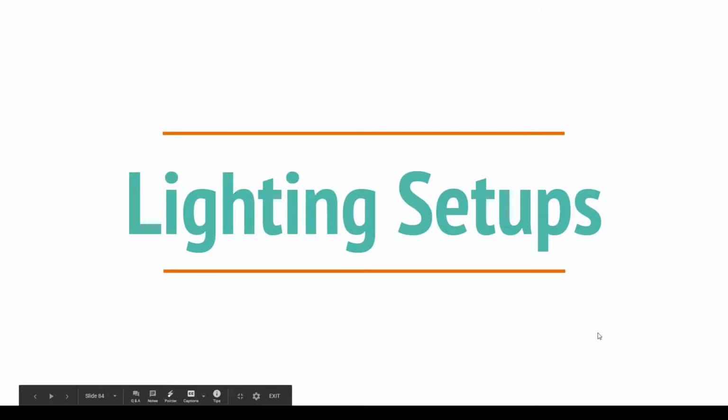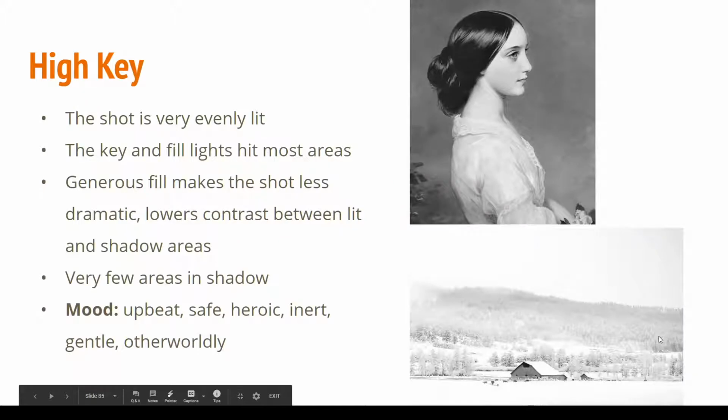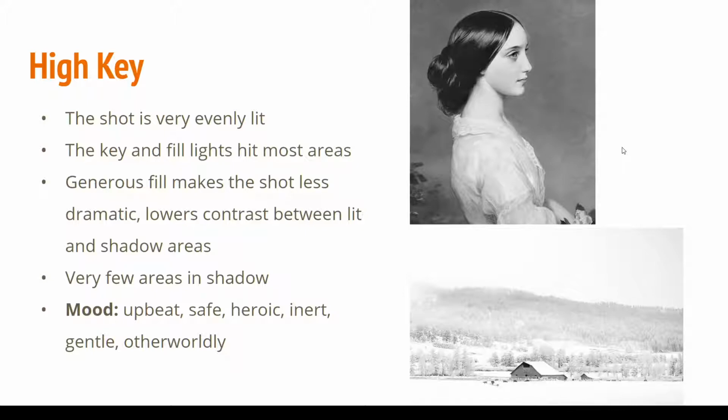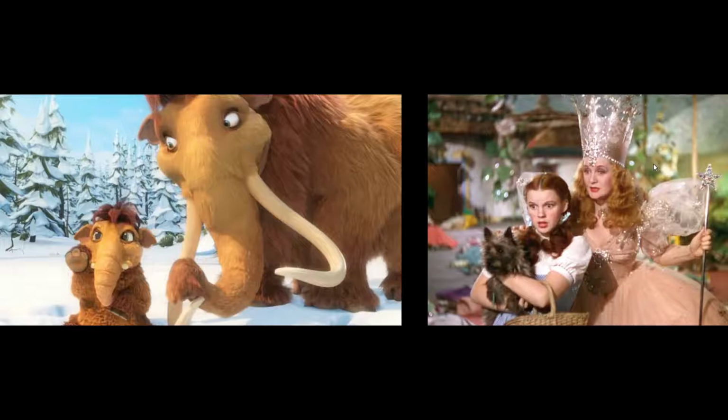Okay, let's talk about some common lighting setup terms. So high key is going to be a lighting setup where most of your scene is well lit, and so you have a strong key lighting source and you're also getting a lot of fill or ambient light, and not a whole lot of your scene is going into shadow. So this creates a very safe, neutral, upbeat, pleasant kind of situation, right?